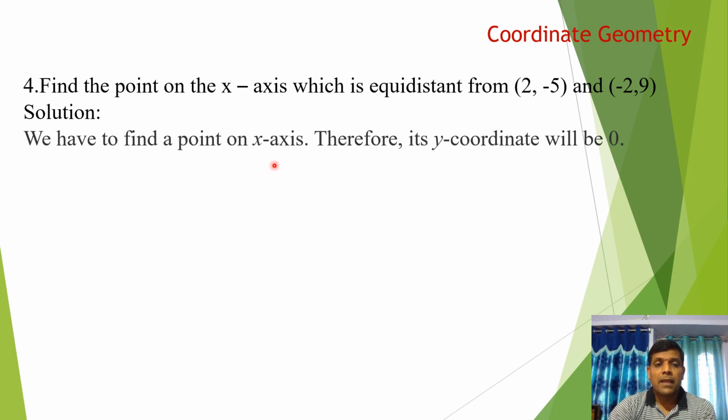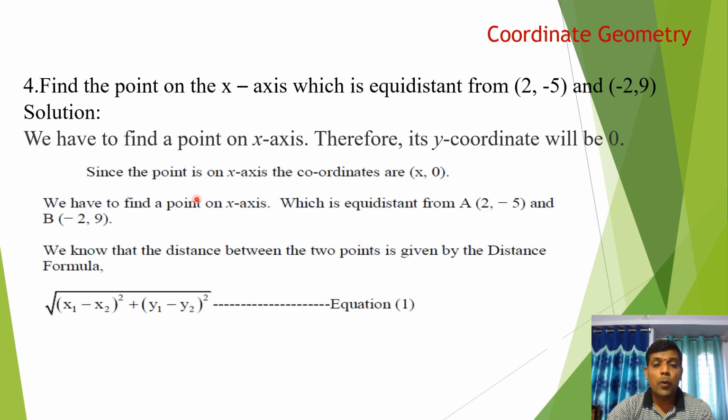Based on the question, we have to find a point on the x-axis. Any point on the x-axis is (x, 0). Here, any point on the x-axis means that the y coordinate is always 0, and x is variable. For example, (1, 0), (2, 0), (3, 0). All these points lie on the x-axis. So we have to find a point on the x-axis, therefore its y coordinate will be 0. Since the point is on the x-axis, the coordinates are (x, 0).